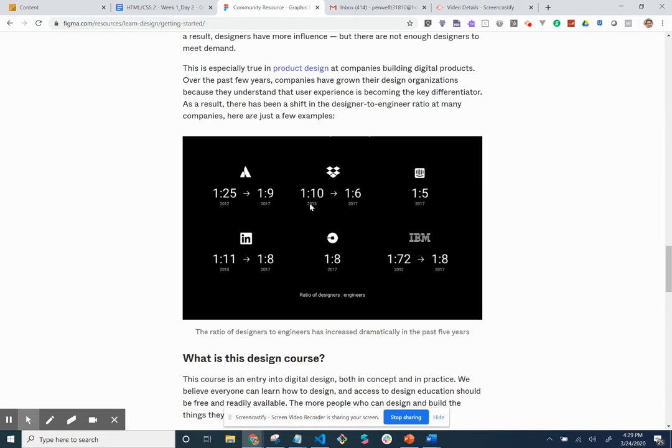In 2013, it was a 1 to 10 ratio, one designer for every 10 developers, and now the ratio is one designer for every 6 developers.